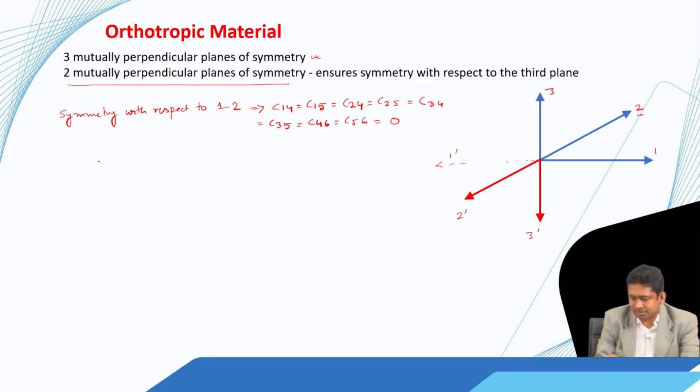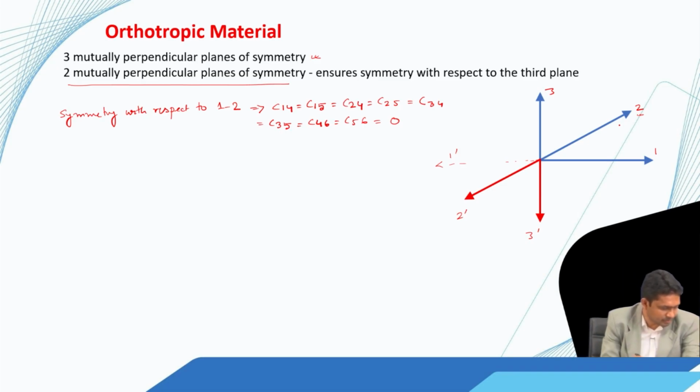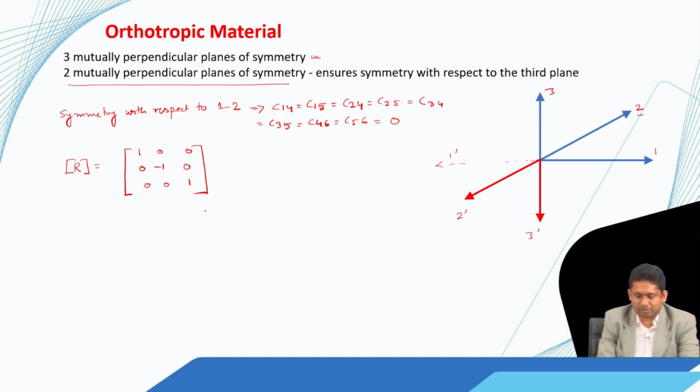Now, we will invert that with respect to the plane 1 3, that means we will invert 2 to 2 prime. For that, the rotation matrix that we get, R, is 1 0 0, 0 minus 1 0, 0 0 1. So, 2 is rotated, so the angle between 2 and 2 prime is 180. That gives us minus 1 here, and the rest we already discussed why they give 1 and why the off diagonal terms are 0.